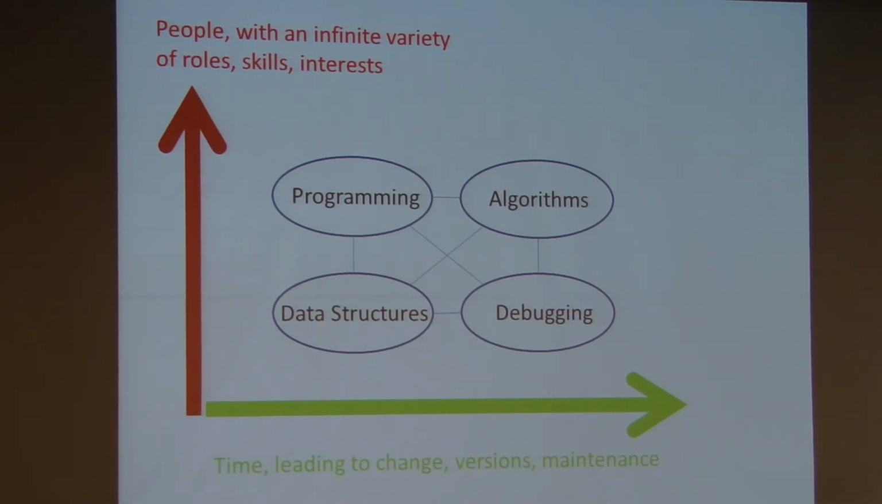But software engineering says, no, nothing is static. Things change. We have versions. We have maintenance. We have changing needs over time. So we need to plan for that. We need to design for change. We need to modularize in a way that makes maintenance easy. We need to be aware of that from the very beginning. And that has repercussions throughout the entire process and everything we do.